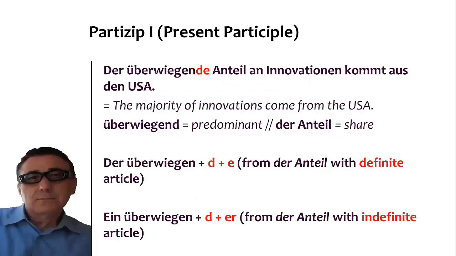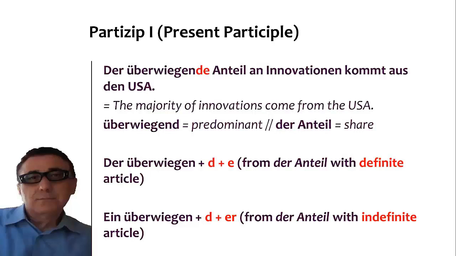Let's see another example. Der überwiegende Anteil an Innovationen kommt aus den USA. Let's look at the specific single words. Überwiegend, adjective, means predominant. Der Anteil is share, like in market share.